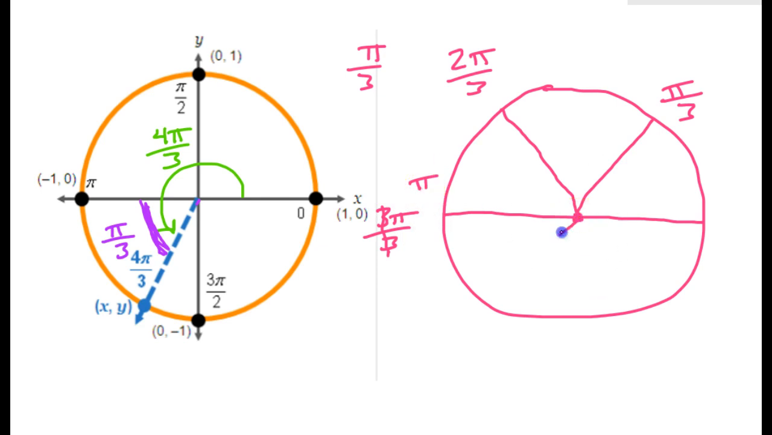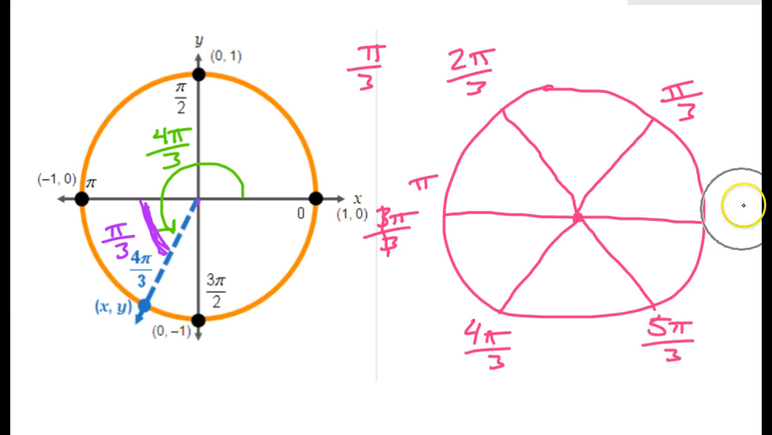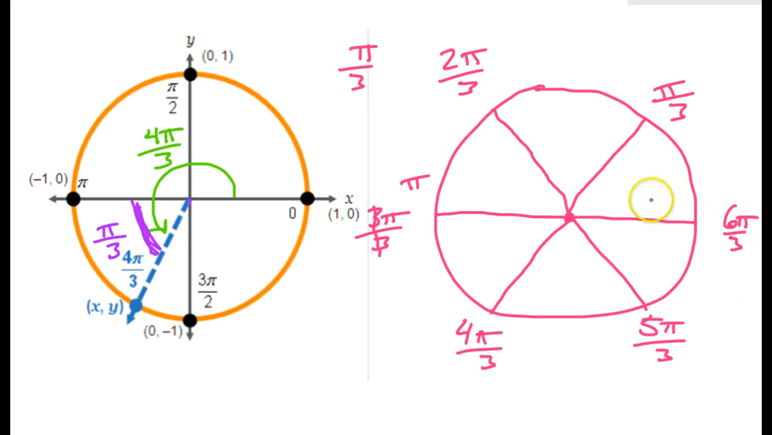But I could keep going all the way around the unit circle. Right here would be 4 pi over 3, and this would be 5 pi over 3, and this would be 6 pi over 3, which of course is the same thing as 2 pi. Okay, so this is 4 pi over 3. This is the angle that we are looking at.